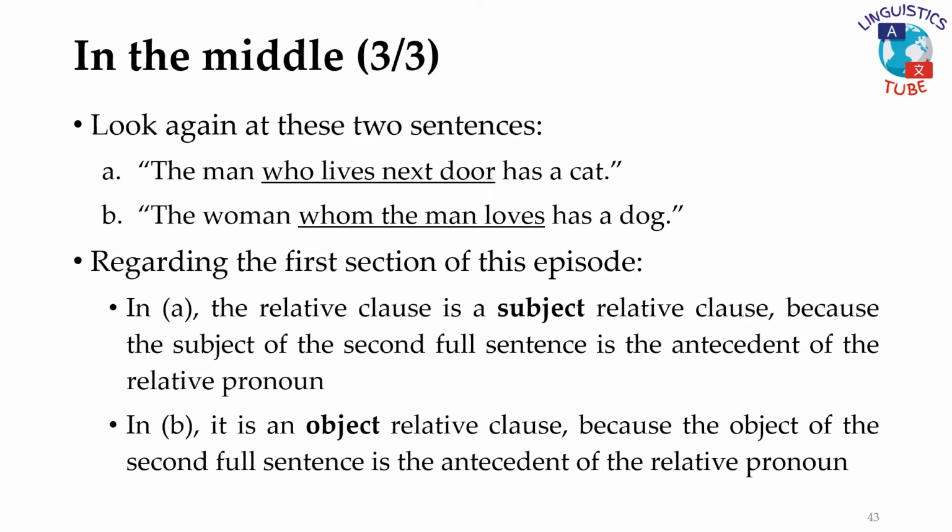Specifically, the first sentence contains a subject relative clause, because the subject of the second full sentence is the antecedent of the relative pronoun. Thus, the second full sentence was, the man lives next door, and the subject of this sentence became who. In contrast, the sentence in B contains an object relative clause, because the object of the second full sentence is the antecedent of the relative pronoun. Specifically, the second full sentence was, "The man loves the woman," and it is the woman that becomes whom.